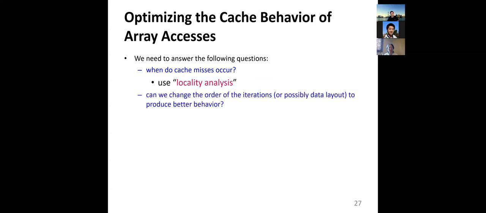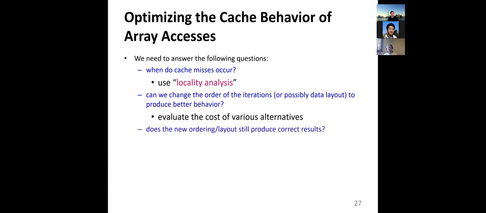Our goal when we try to optimize for cache behavior is to avoid an excessive number of misses. So we need to understand when the cache misses occur. For that, we use something called locality analysis that tries to understand why and when the misses happen. Then, knowing the locality for our array, we can change the order of iterations or potentially the data layout to produce better behavior. Then we want to evaluate the cost of different alternatives and pick the one that works best for us. Then we try to understand, does the new ordering produce correct results? That's important. For that, we use dependence analysis, so we didn't break anything.